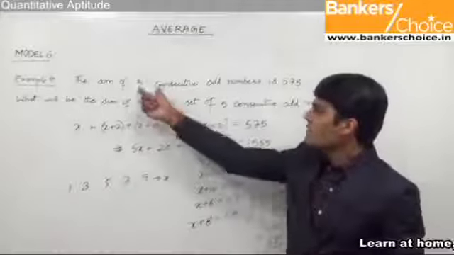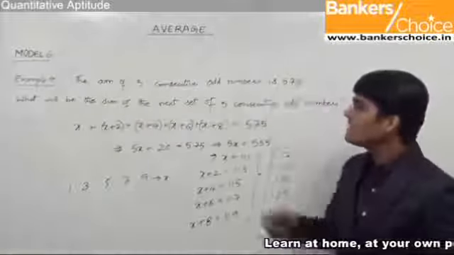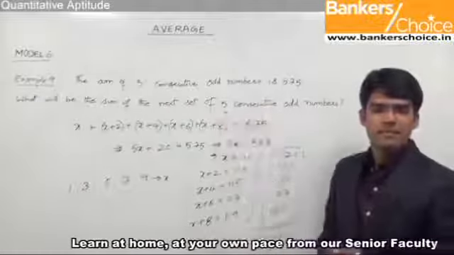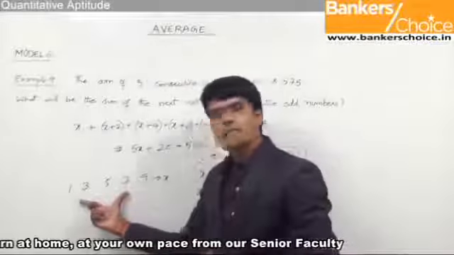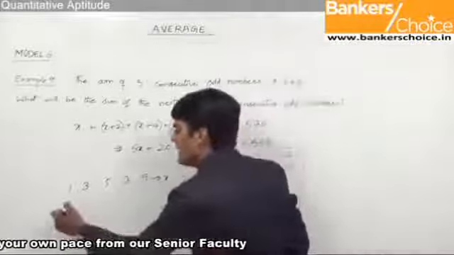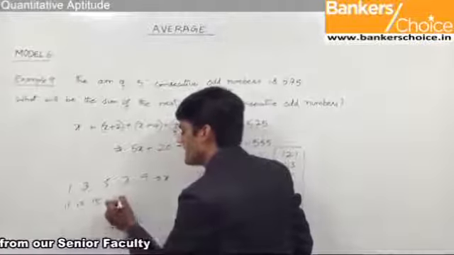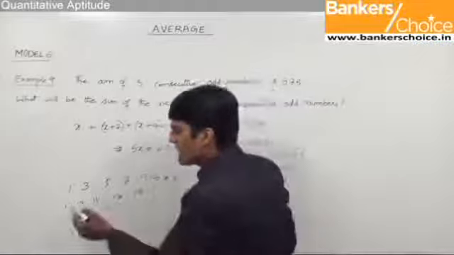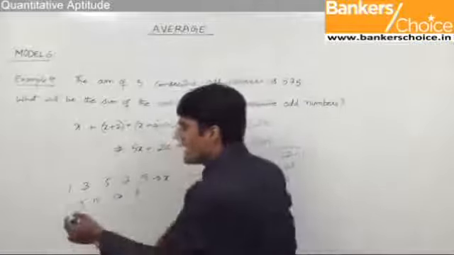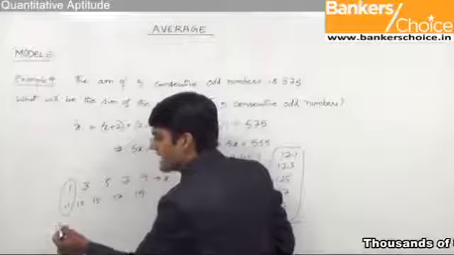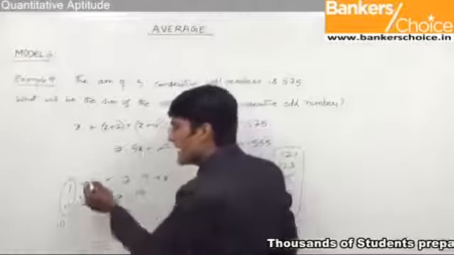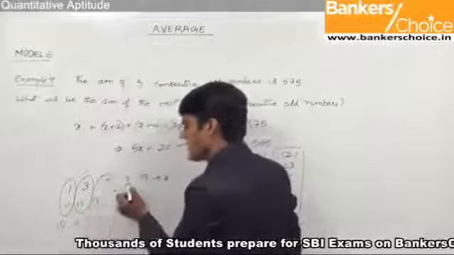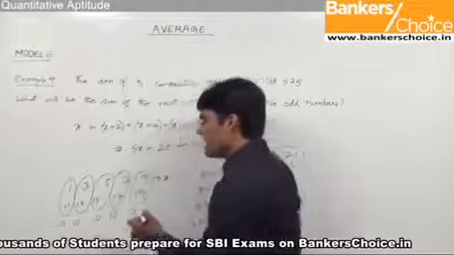So as given in the question, the sum of 5 consecutive numbers is 575. We are supposed to find out the sum of the next set of 5 consecutive odd numbers. Now if you observe, the next set of consecutive odd numbers here would be 11, 13, 15, 17 and 19. And the point to be noted here is the difference between the first number in the first set and the first number in the second set is 10. Similarly, the difference between the second numbers of both the sets is again 10. The third number is also 10. Fourth and fifth numbers as well is 10.